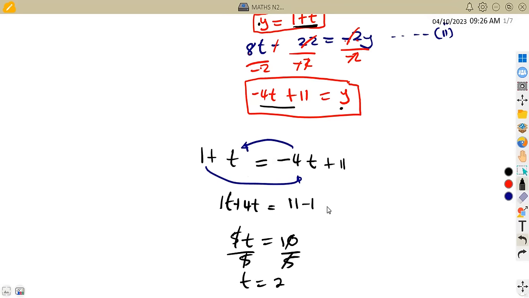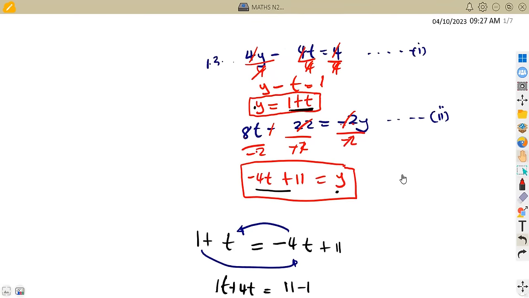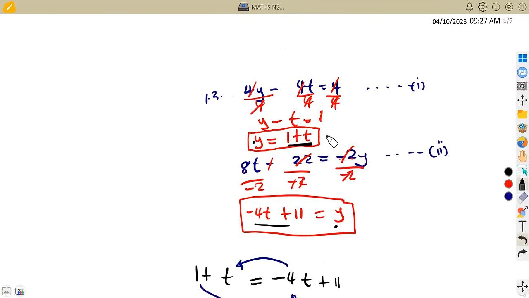So t is representing the time, x from the time axis. All right, so to find the value of y, you can substitute into any one of these equations, because here we are given y as the subject, also here y as the subject.